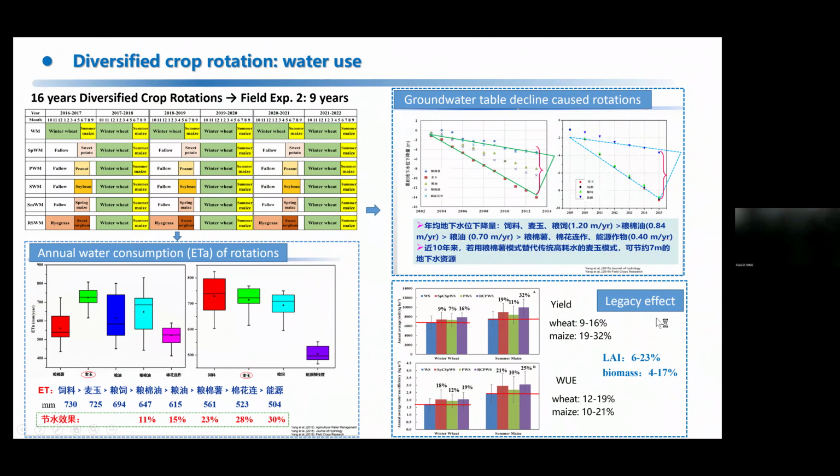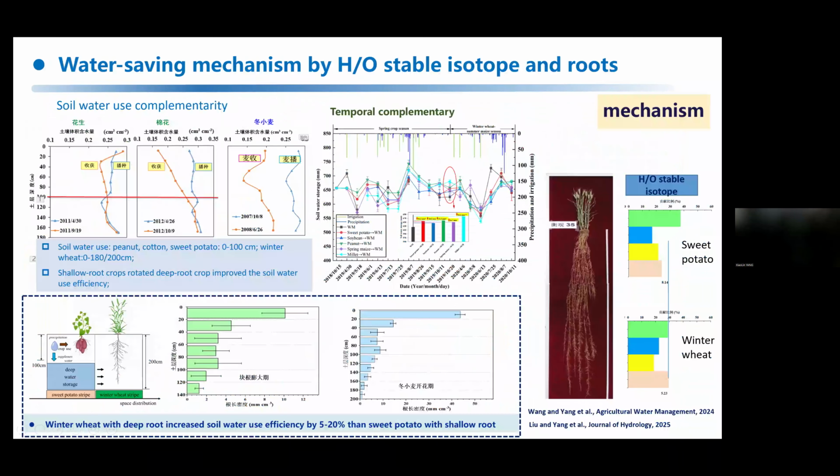We also found legume effects if we rotate legumes or shallow crops before the winter wheat and summer maize. The leaf area index increased, the biomass increased, so the yield and water use efficiency also increased. So from this long-term experiment, we found that diversified crop rotations can reduce the whole year's water use and keep crop productivity. You will be asked why it can save water.